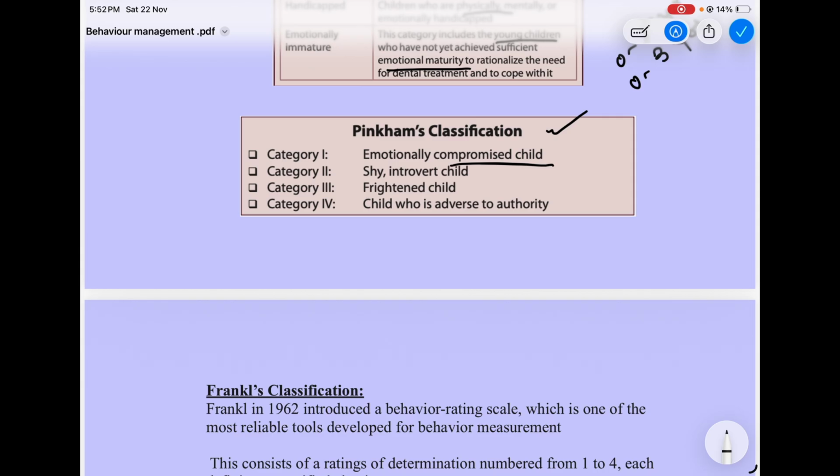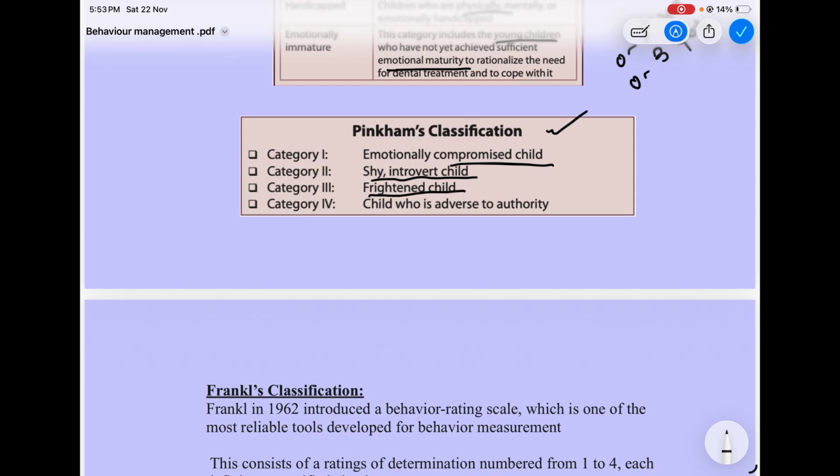Then the second is shy introvert child. So they are passive patients who follow directions but show no enthusiasm or interest. They often sit still and quietly, making them outwardly appear cooperative. They may not readily respond to the questions or engage in conversation. So we have to establish a calm, non threatening atmosphere. First, using calm communication and positive praise is essential to help them gain self confidence.